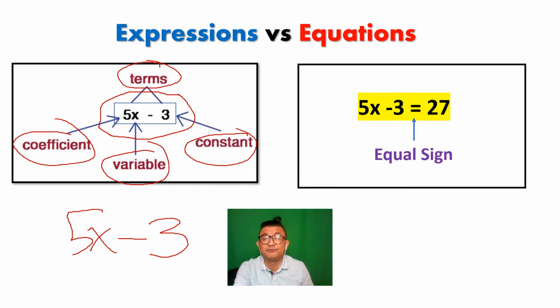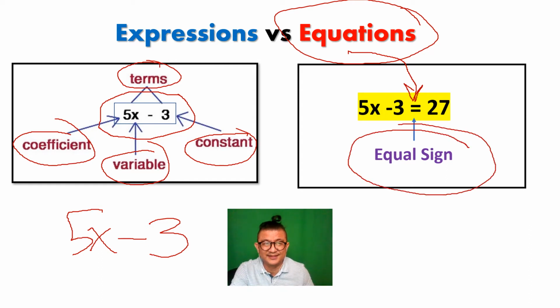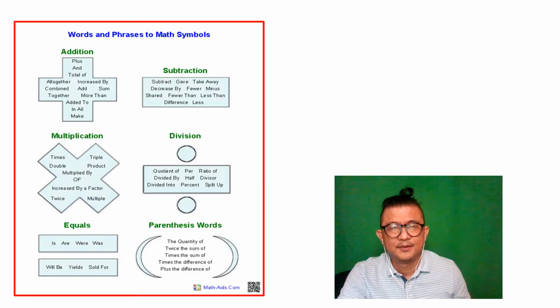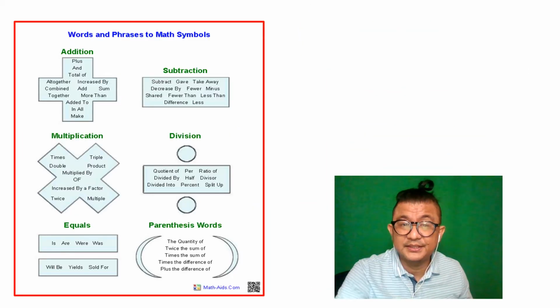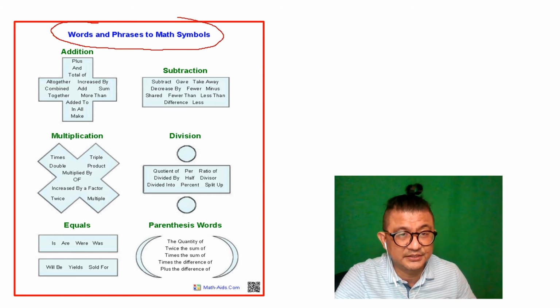But now we will evolve into equations. From the word equal, it's basically two expressions with an equal sign in between. So the only distinguishing mark, I repeat, is the equal sign. All right, so the focus is equations. All right, so the basics here are words and phrases that designate math symbols.